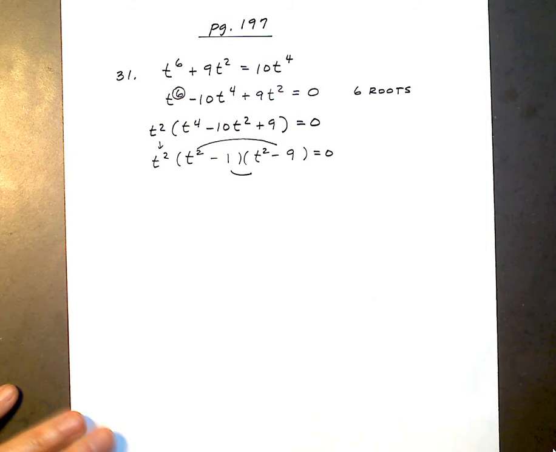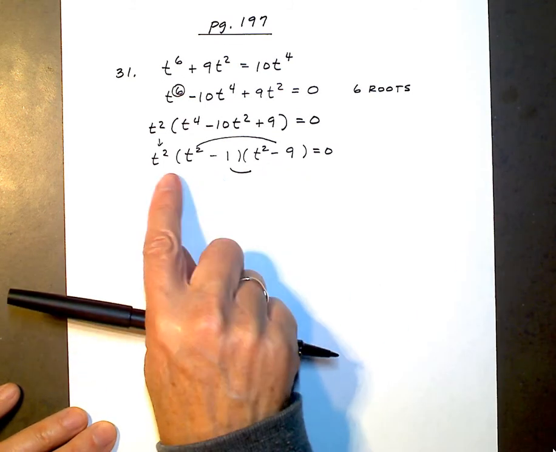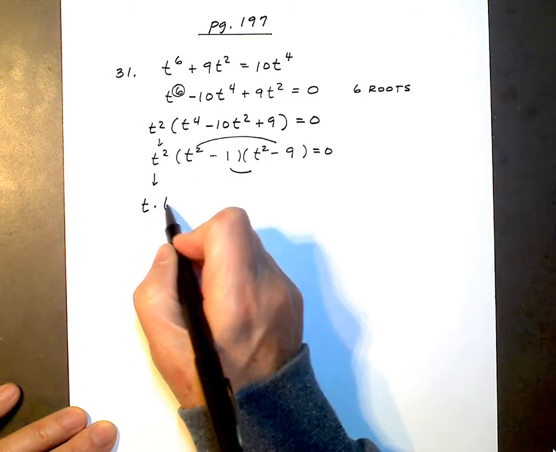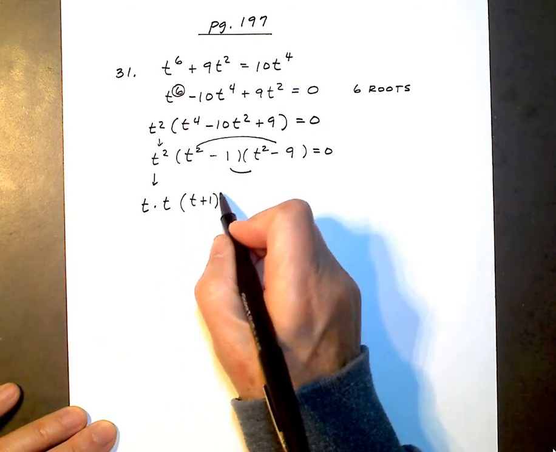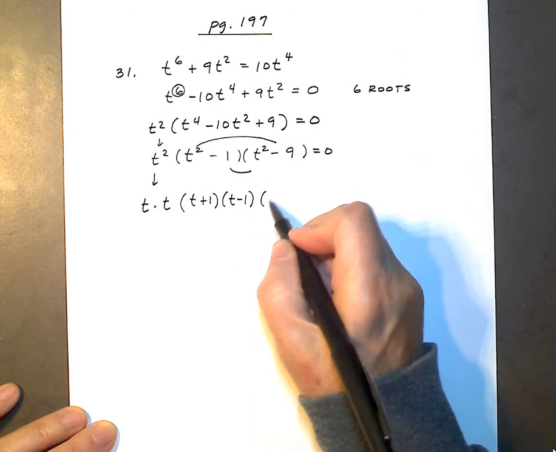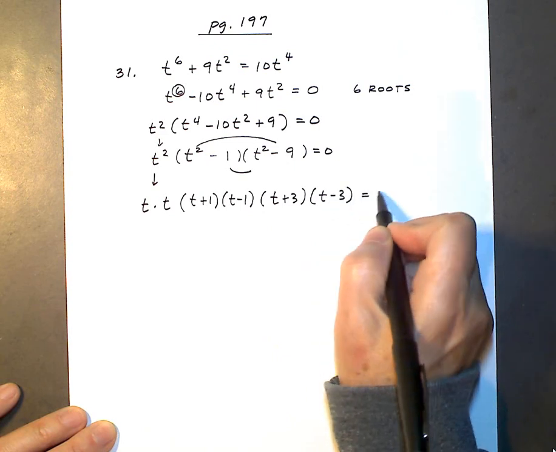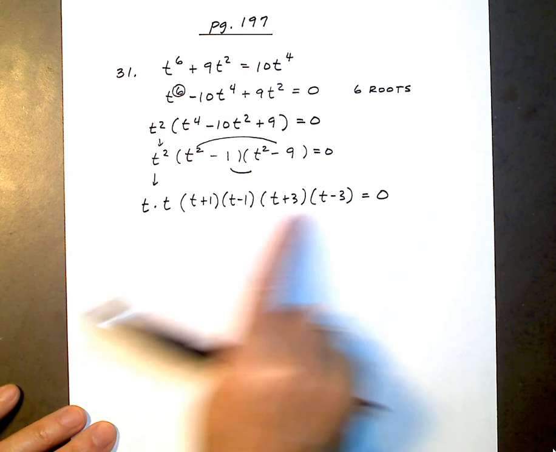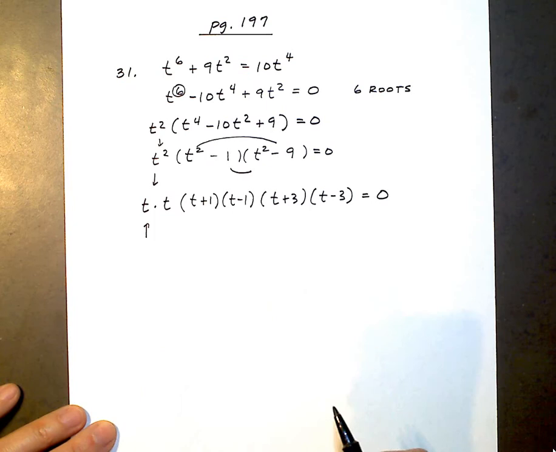Okay, so now you should recognize these as differences of two squares. We also have the 2 powers of t out here, so I'm going to go t times t is my t squared, and then t squared minus 1 factors to t plus 1 times t minus 1, and t squared minus 9 factors to t plus 3 times t minus 3, all equal to 0. So there you have 6 linear factors of t, 1, 2, 3, 4, 5, 6, and your solutions will be the values of t that make each of those factors 0.